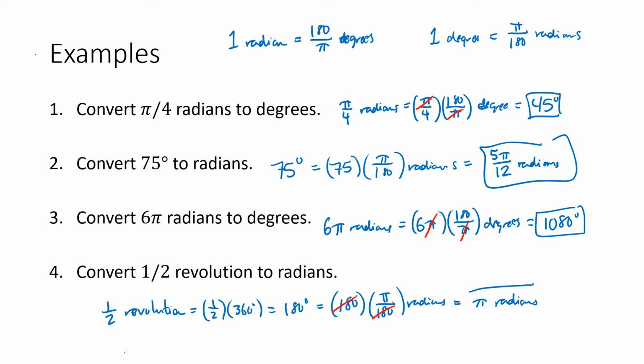Another way we could have done that is by realizing that we did say that 1 revolution was 2 pi radians, so half of a revolution is half of 2 pi radians, which is another, maybe easier, way to get pi radians.